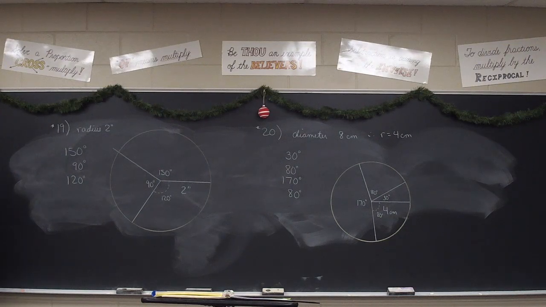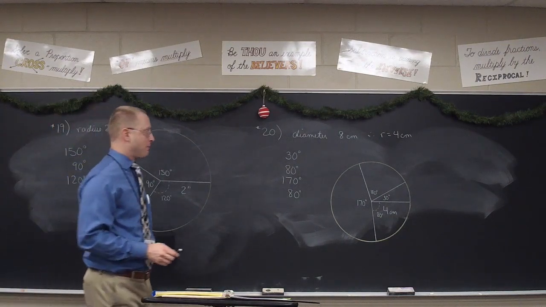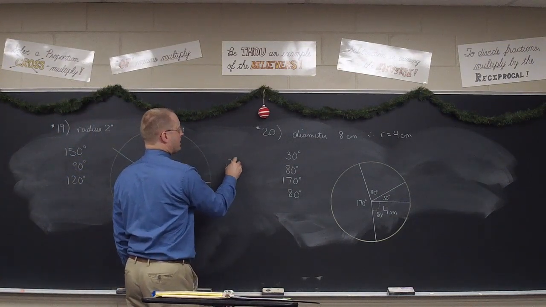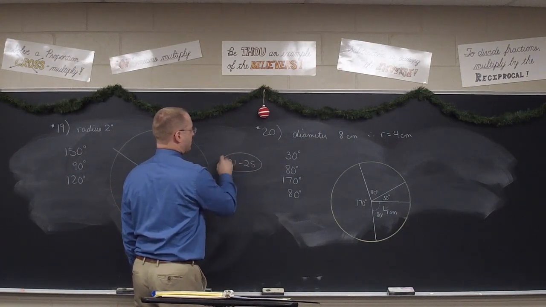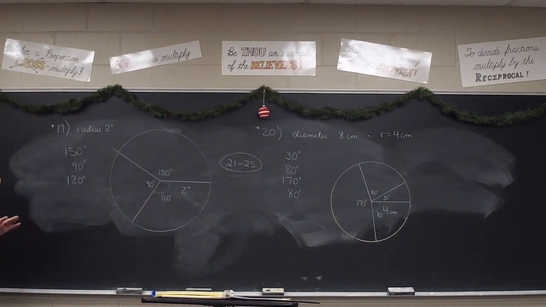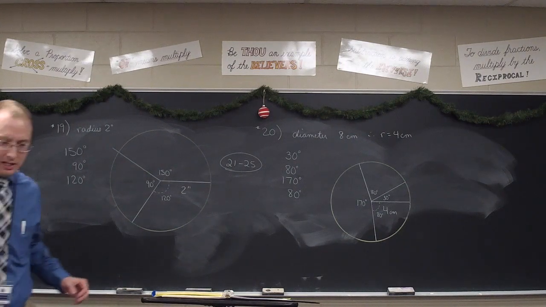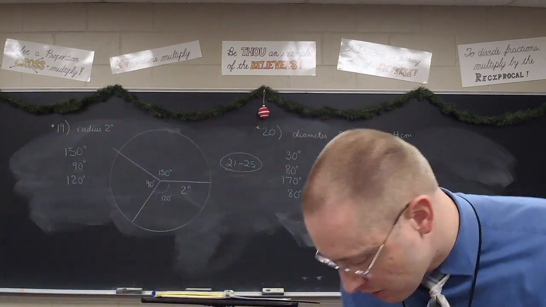Once you got both 19 and 20 finished on your paper, go and do 21 through 25 there in your textbook. So once you're done with both of them, you look at your paper, you look at my board, and you're like, yep, that looks the same. Go ahead on to 21 to 25, answering those questions. If you're having some trouble putting together 19 or 20, raise your hand, I'll come by and help you.